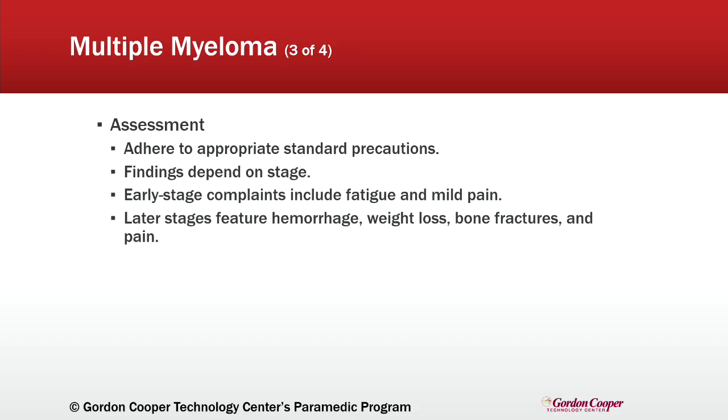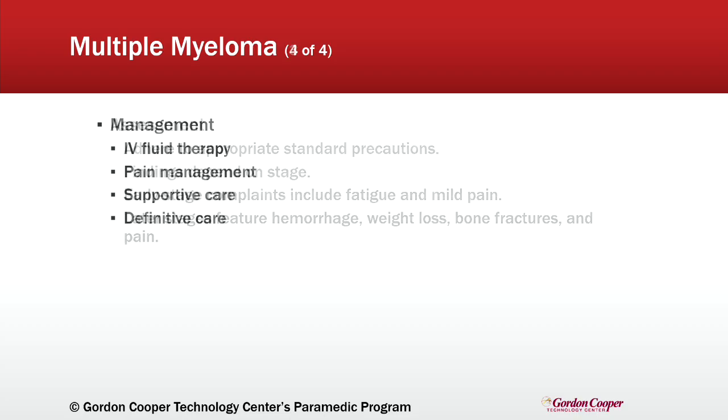Follow standard precautions, including wearing masks and gloves to ensure safety for patients with multiple myeloma. Assessment findings may vary depending on the stage of the disease. In early stages, patients may mainly report fatigue or mild pain. However, in later stages, signs may include things like unexplained bleeding, significant weight loss, frequent bone fractures, and pain from multiple locations.